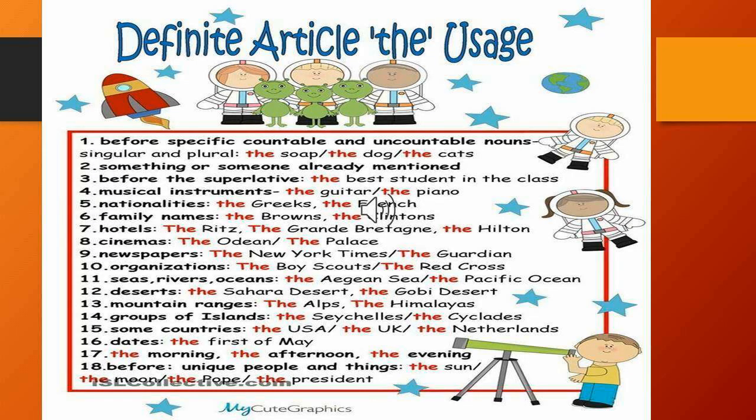Now let us study in detail the usage of the definite article "the". Before specific countable and uncountable nouns, singular and plural: the soap, the dog, the cats. Something or someone already mentioned. Suppose I am talking about a cat. I'll say, I saw a cat. The cat was sleeping. Once I have used "a" and then I am using "the", it means I am talking about that particular cat. Alright.